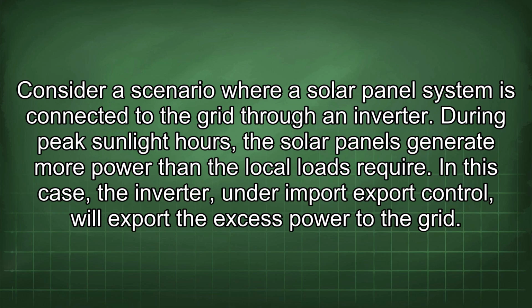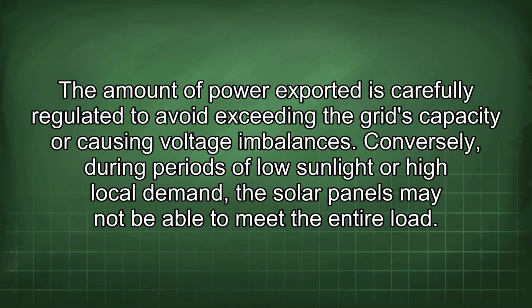Consider a scenario where a solar panel system is connected to the grid through an inverter. During peak sunlight hours, the solar panels generate more power than the local loads require. In this case, the inverter, under import-export control, will export the excess power to the grid. The amount of power exported is carefully regulated to avoid exceeding the grid's capacity or causing voltage imbalances.